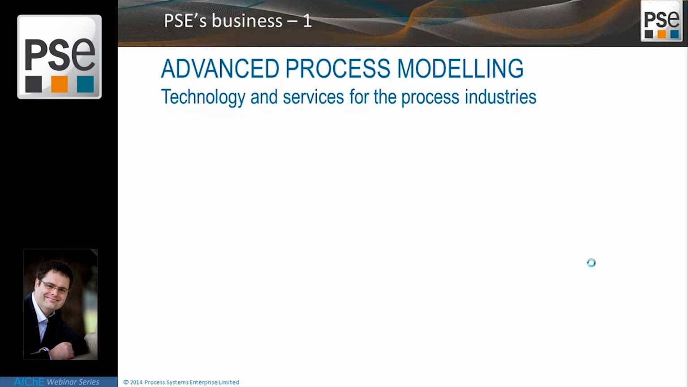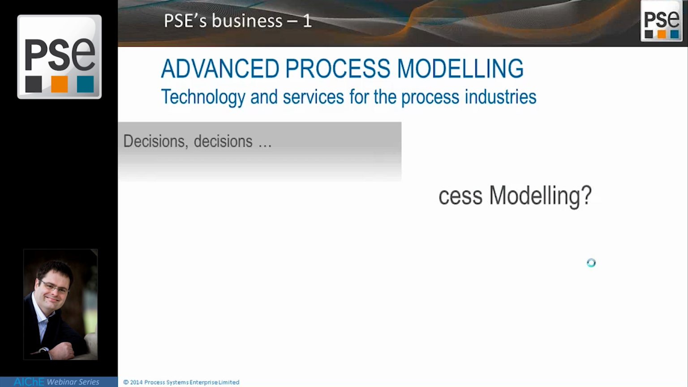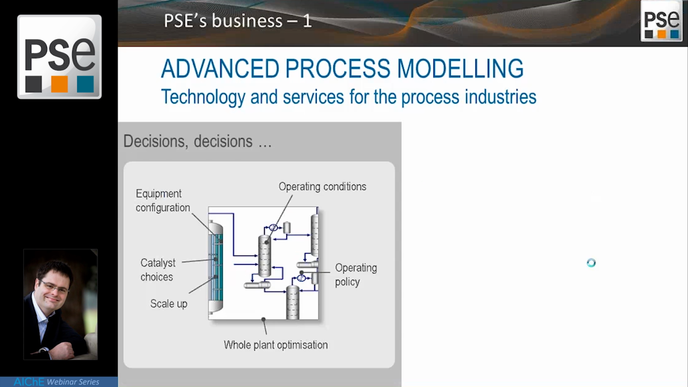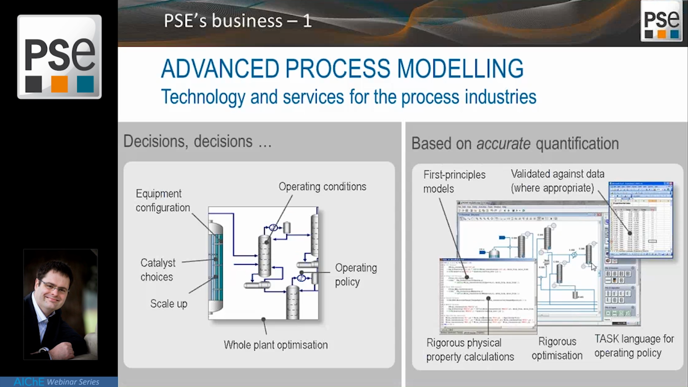Our business is what we call advanced process modeling. And the question obviously is, okay, that's a nice catching phrase, but what do we mean by advanced process modeling? Well, during normal operation or design of a plant, there's a lot of decisions that you're faced with, ranging from equipment configuration, catalyst choices, operating policies, etc. And ideally, you want to make those decisions based on accurate quantification. And for that purpose, you would ideally want to have largely first principle models.